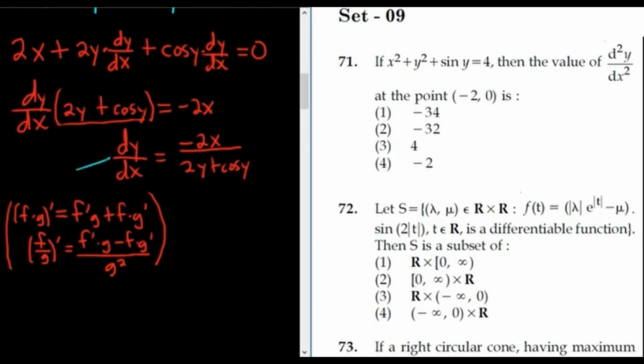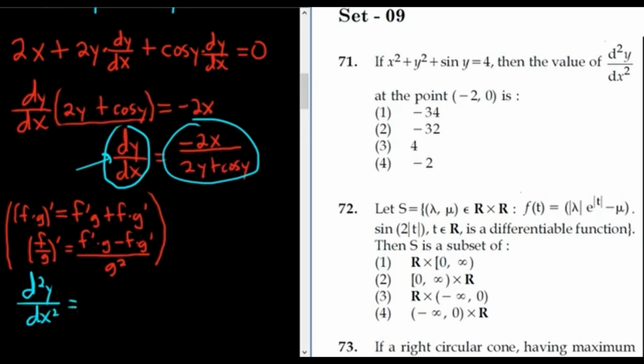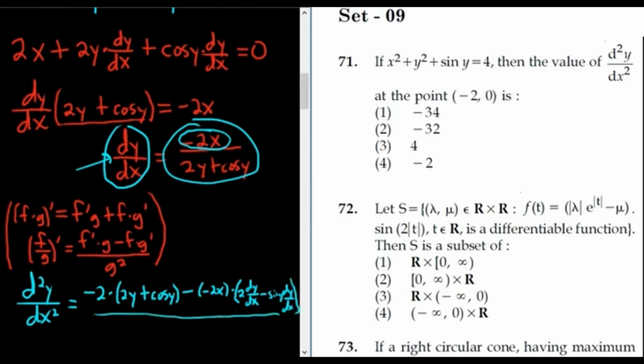Taking the derivative of this, we have to use the quotient rule. So the second derivative of y with respect to x is the derivative of the top piece, which is negative 2, times the bottom, 2y plus cosine y, minus the top piece, negative 2x, times the derivative of the bottom piece. The derivative of the bottom piece is 2 dy dx, that's the derivative of y, and the derivative of cosine is negative sine, so it's negative sine y dy dx. That's the chain rule again. All over the bottom one squared, so 2y plus cosine y, squared.